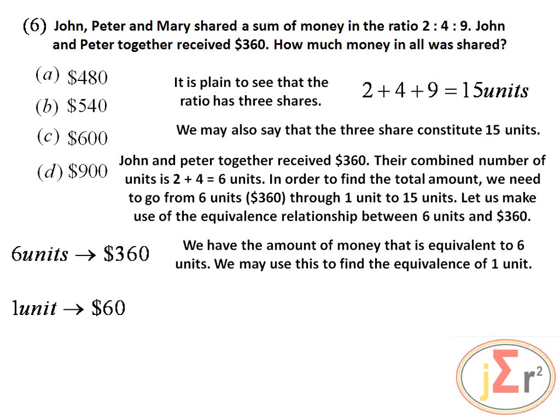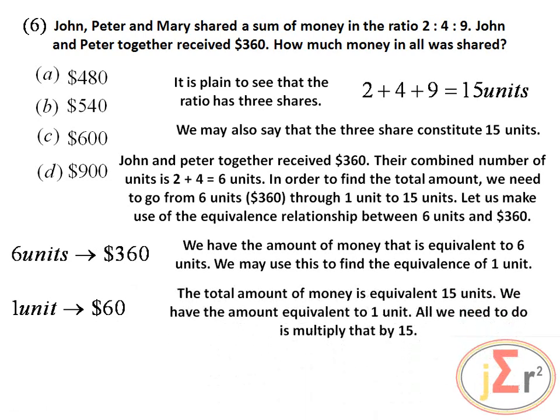1 unit is $60. The total amount of money is equivalent to 15 units, as we have discovered right here. We have the amount equivalent to 1 unit. All we need to do is multiply that by 15. So 1 unit, which is $60, multiplied by 15 will give, of course, 15 multiplied by 6 is 90, multiplied by 60 will be $900. So there we have $900, and that is represented by option D.